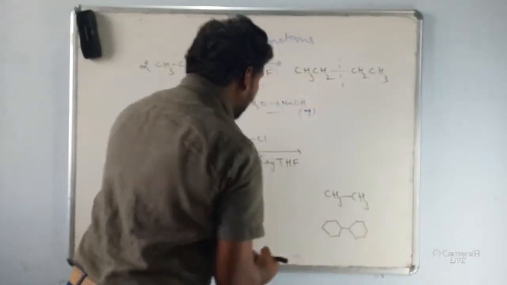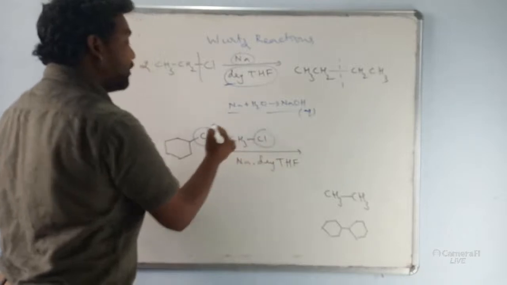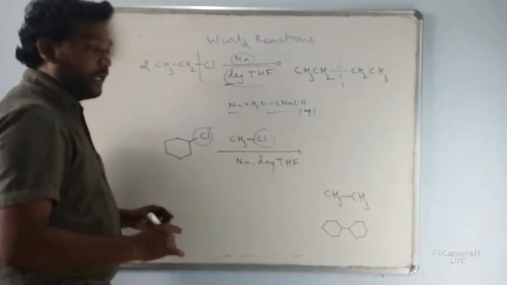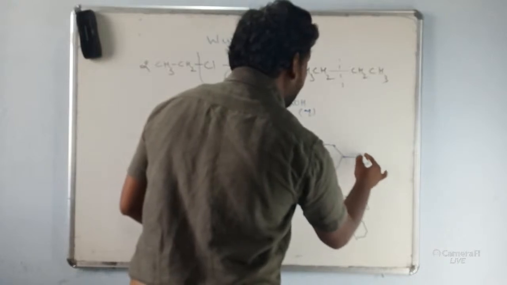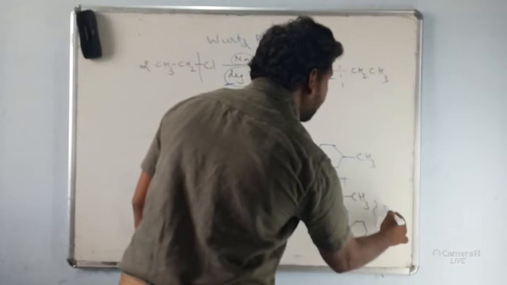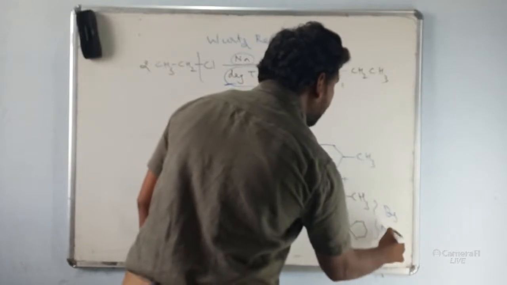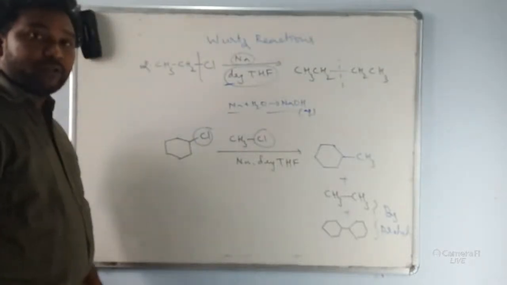And the reaction takes place between chlorocyclohexane and methyl chloride, and it results in the formation of this product, methyl cyclohexane, and these two are the byproducts. Like this, we are getting the mixture of the 3 products.